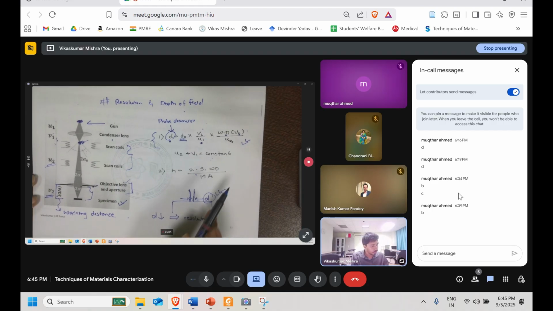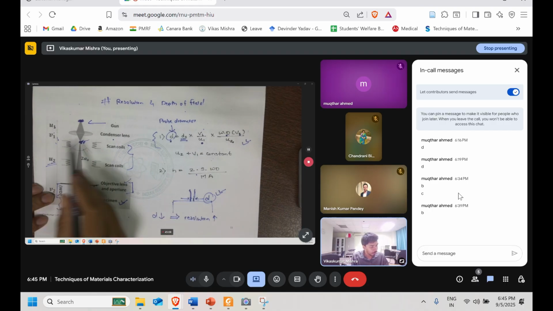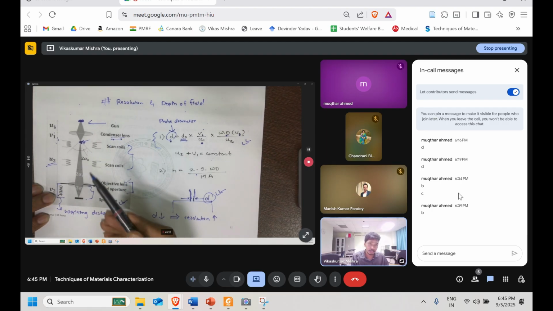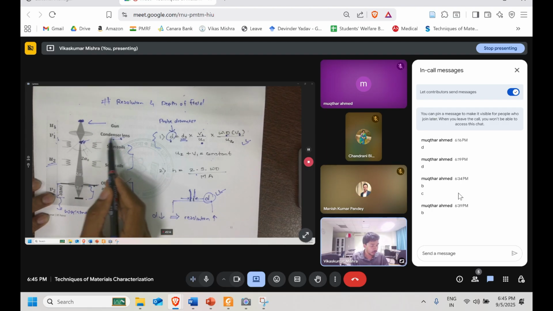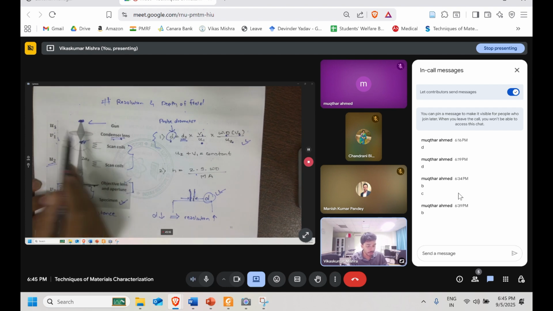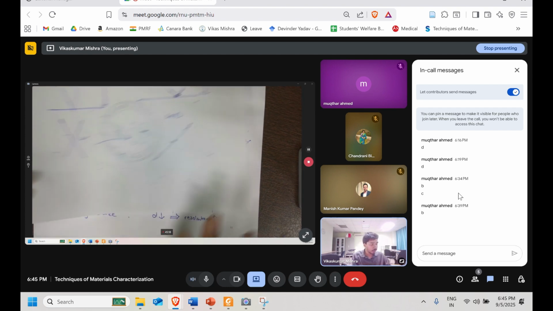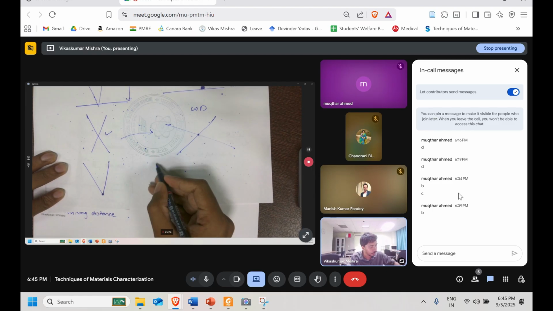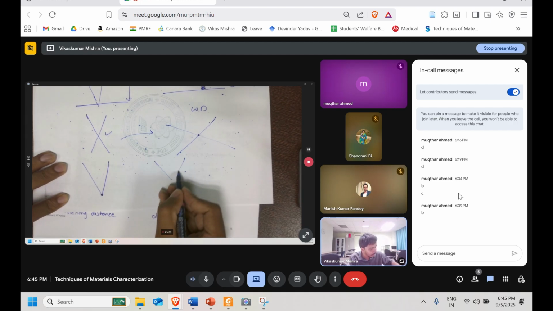Now, one more important part people talk about is the condenser lens strength. More condenser lens strength means that it will converge even more. So instead of converging at this particular point, where the electron beam was converging, what will happen if I increase the strength? It will converge at this particular point.